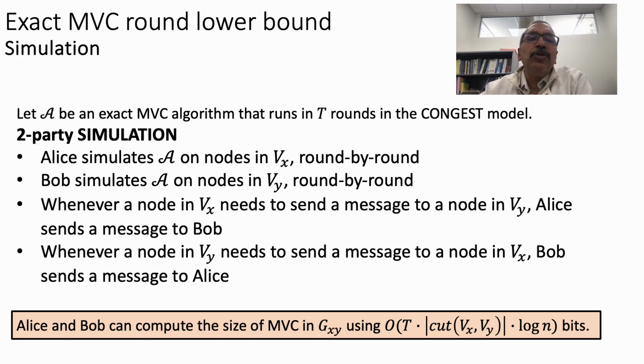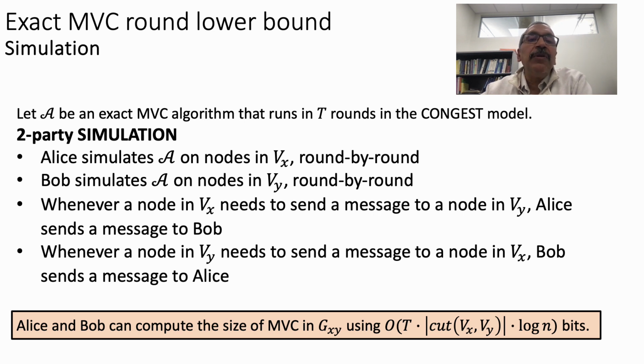Once the reduction sketched in the previous slide is in place, then the rest of the proof pretty much follows along standard lines. The next part of the proof involves a simulation of a CONGEST algorithm in the two-party model. Specifically, let A denote an algorithm that solves minimum vertex cover exactly in the CONGEST model running in T rounds. Knowing the input x, Alice partially constructs the graph G_xy. In particular, she knows all the edges incident on nodes in Vx.